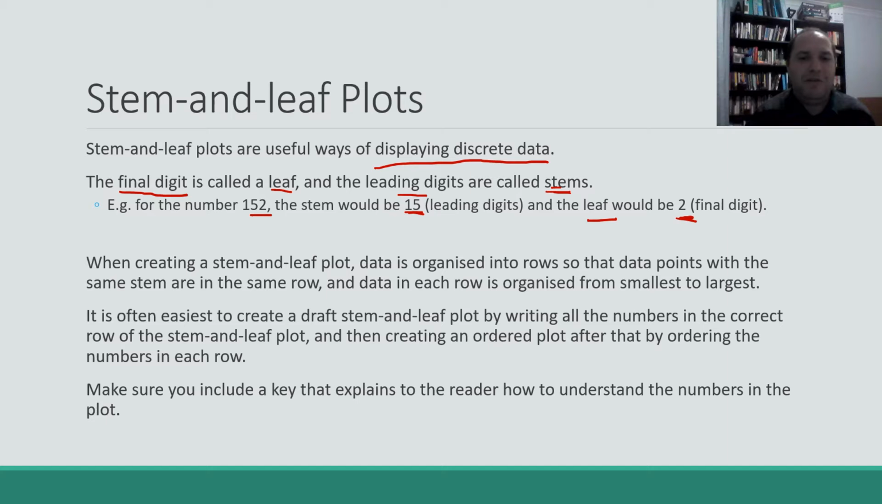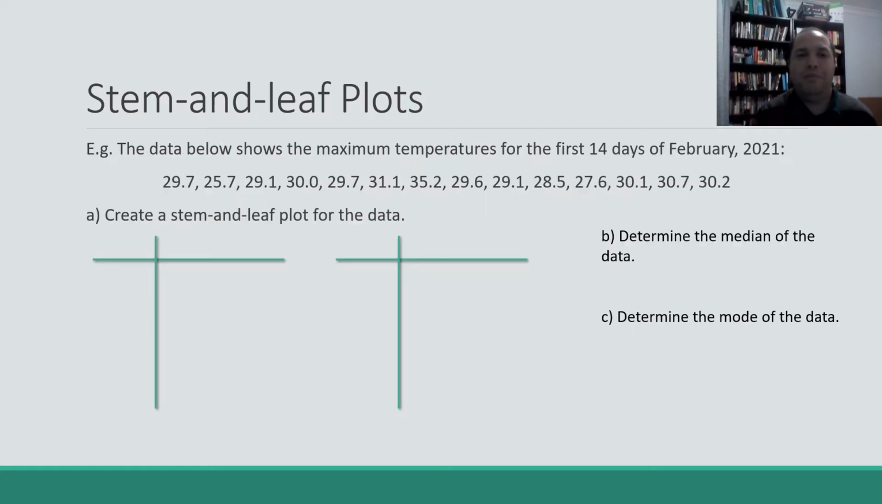The other thing you'll have to do is include a key that explains to the reader how the numbers work. So let's say we've got our original number, 152. Our key would say 15, with a line between it, 2 equals 152. And that's all that's required for a key, just to show what the numbers actually mean and what they equal.